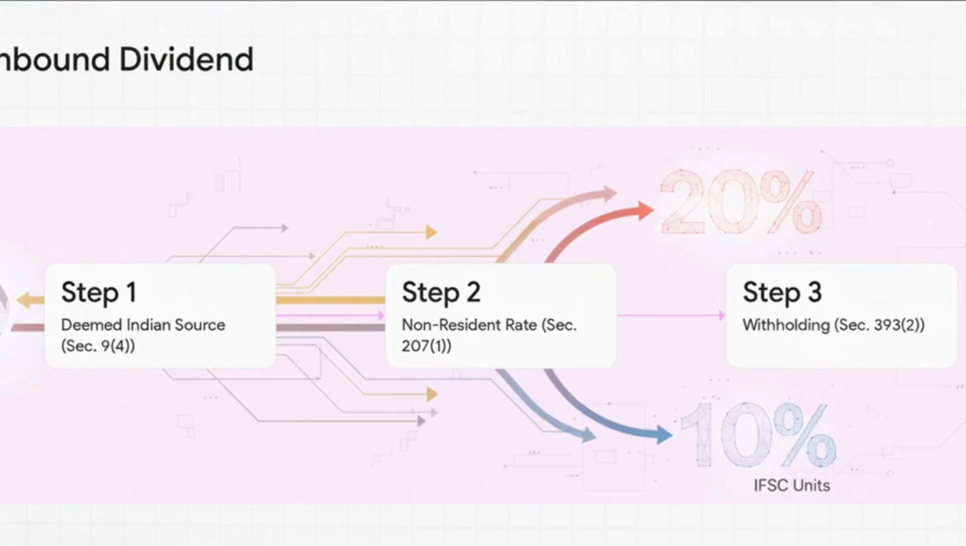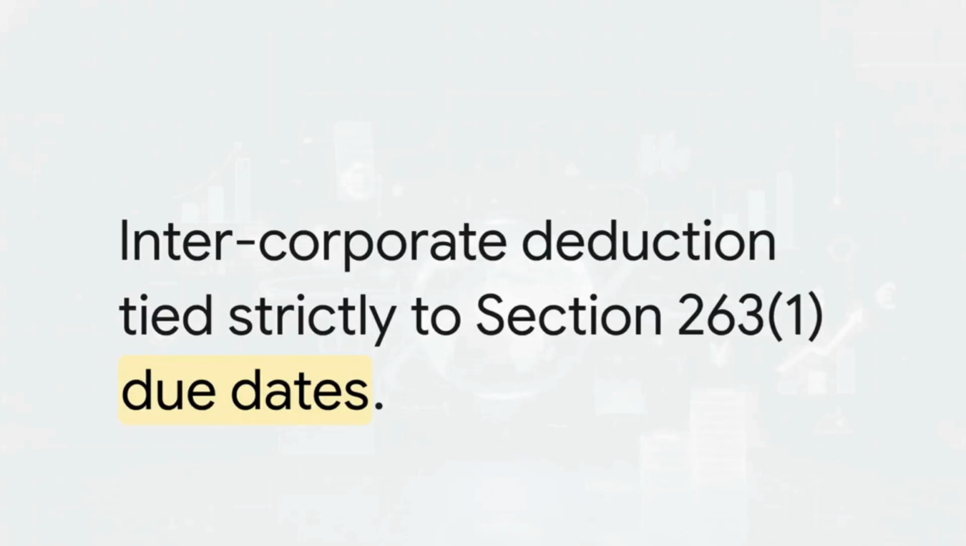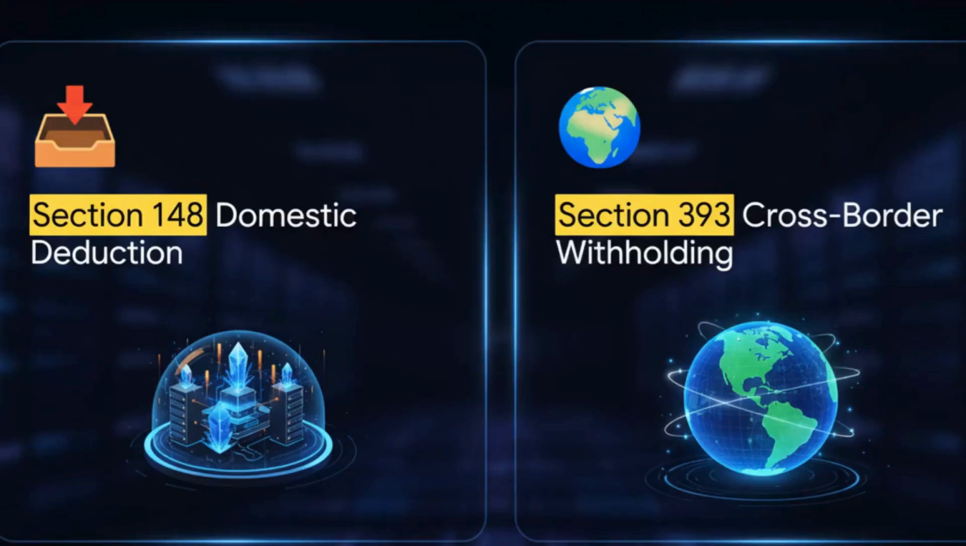Tracing this inbound dividend flow, it triggers a 20% rate, or just 10% for IFSC units. Then there's Section 148, an intercorporate deduction for domestic companies linked directly to Section 263(1) due dates. But remember, claiming that domestic Section 148 deduction doesn't magically erase your cross-border withholding obligations.